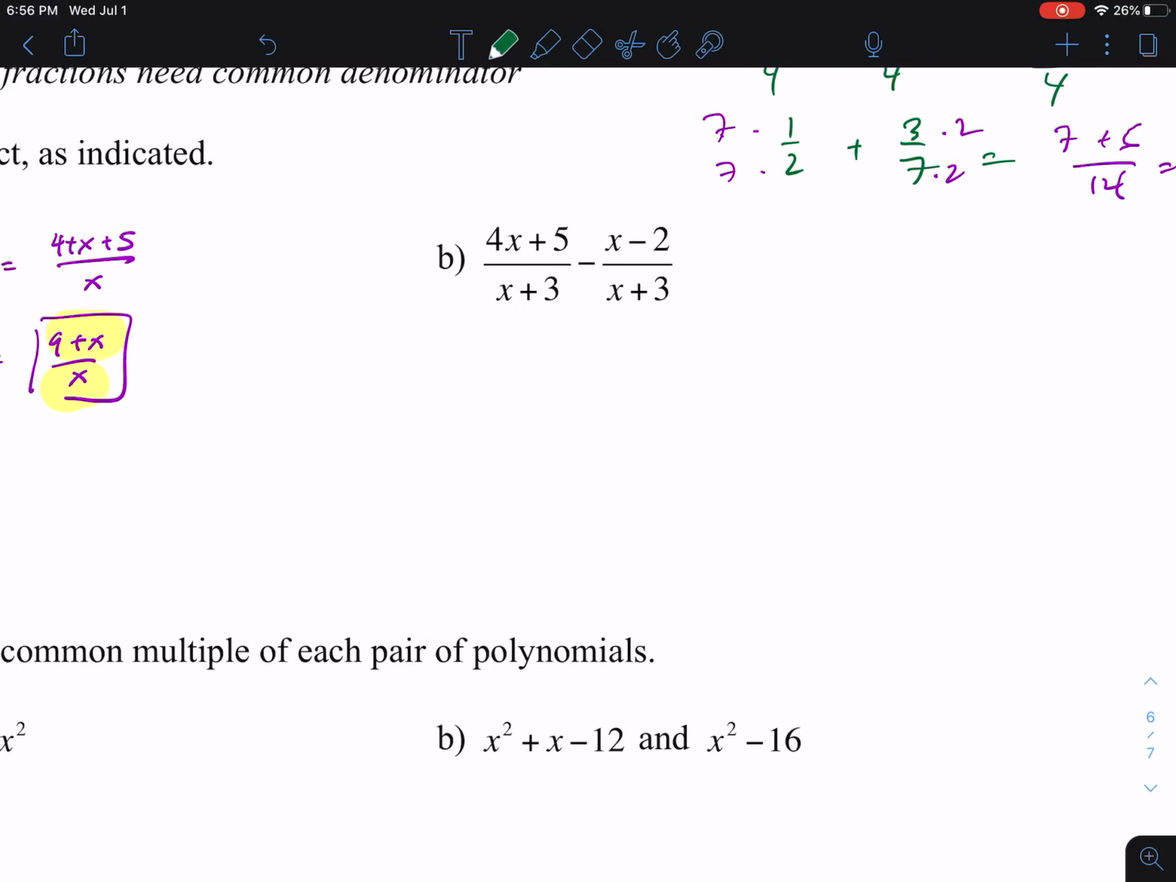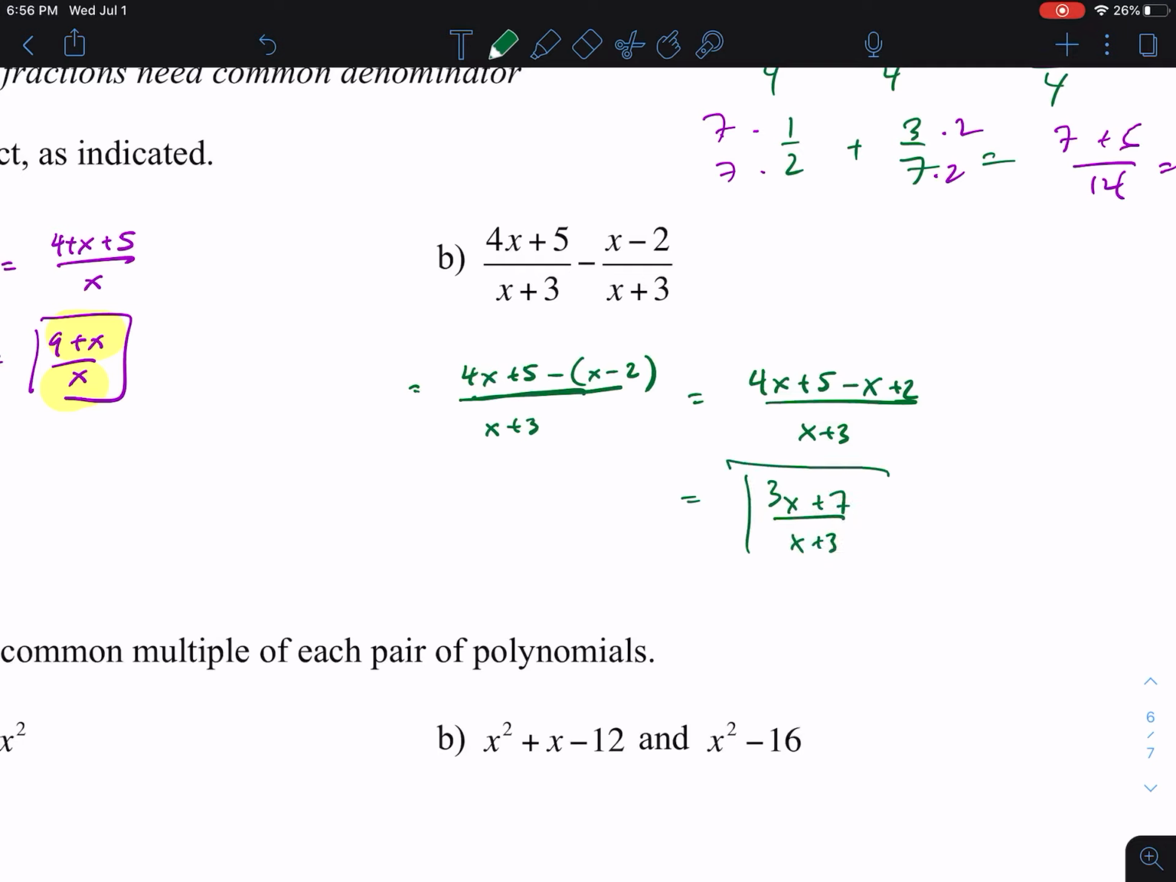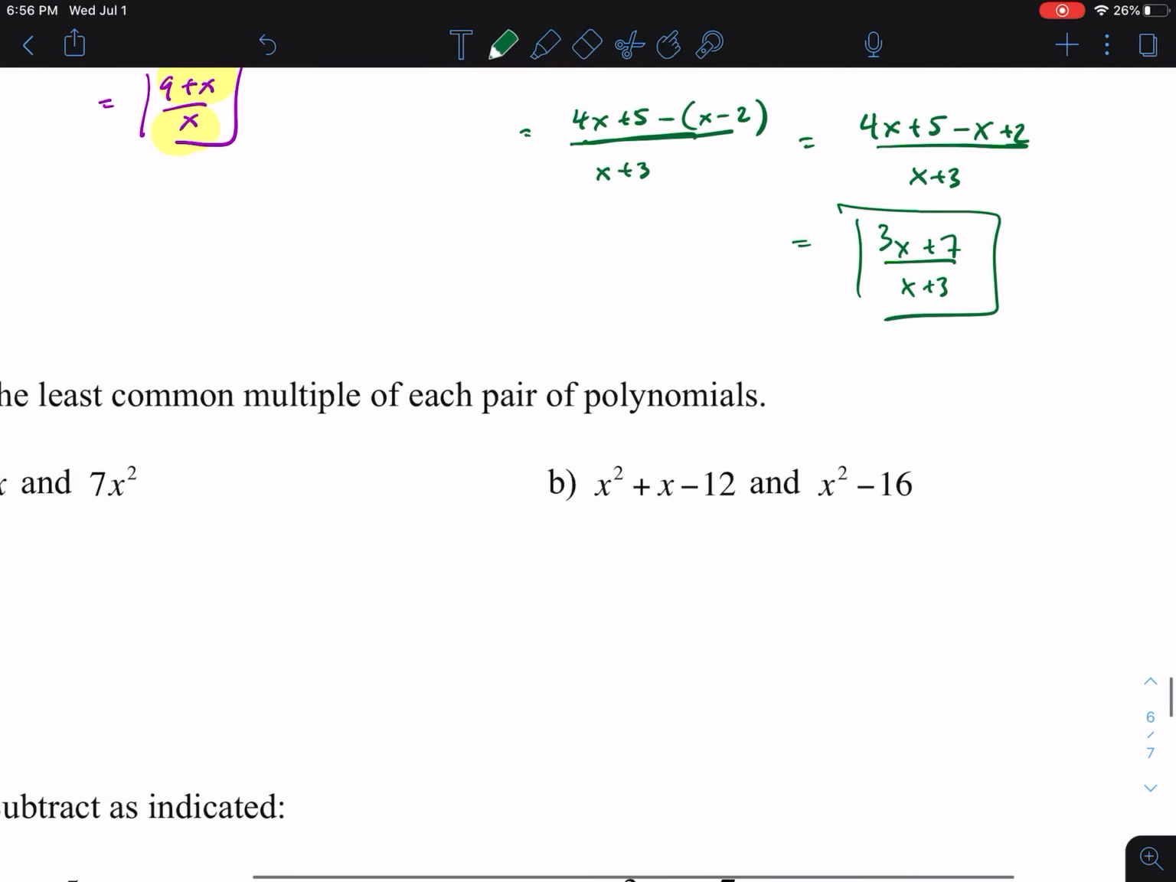Here, if we're subtracting, we've got to make sure that we show that it is subtracting a quantity. That means we have to put parentheses around the quantity, which is x minus 2. So that becomes 4x plus 5 minus x plus 2 over x plus 3, which is 3x plus 7 over x plus 3. All right, so that's an easy example because the denominators are the same.